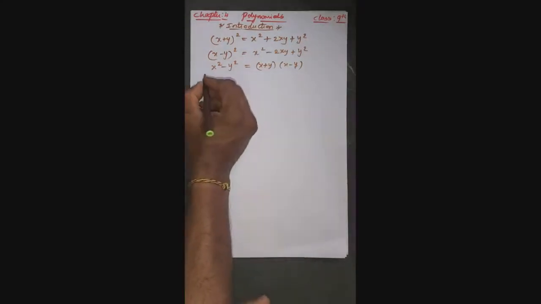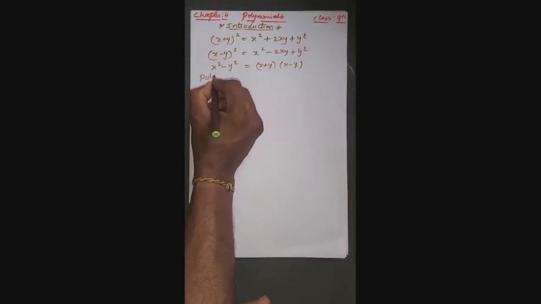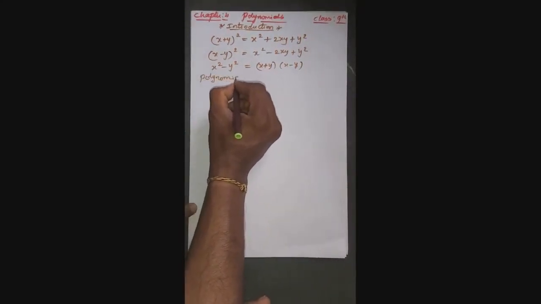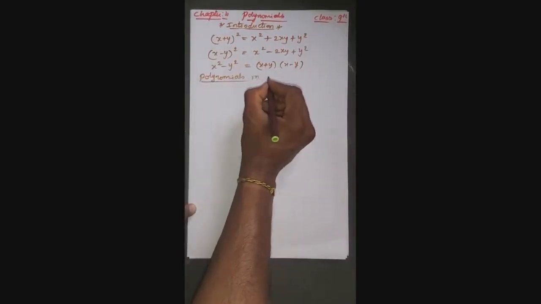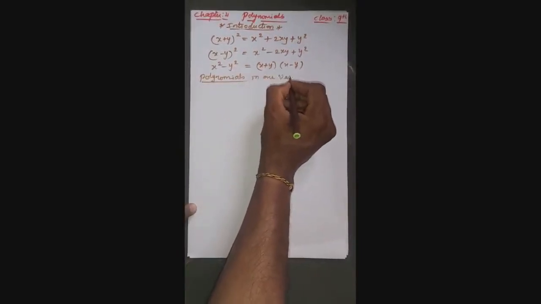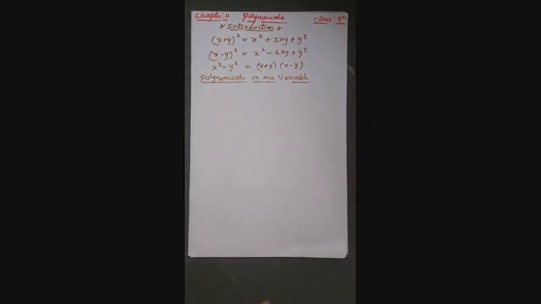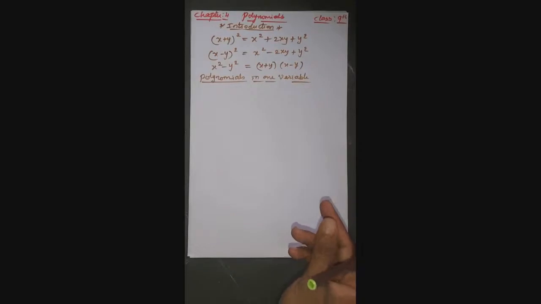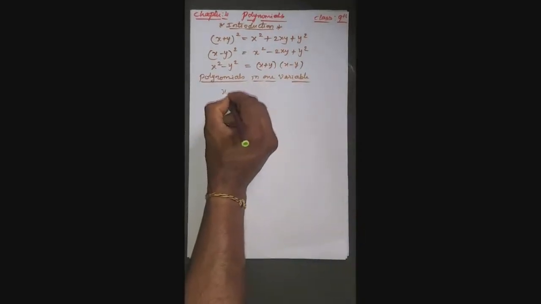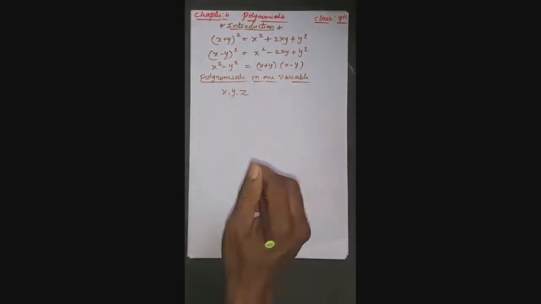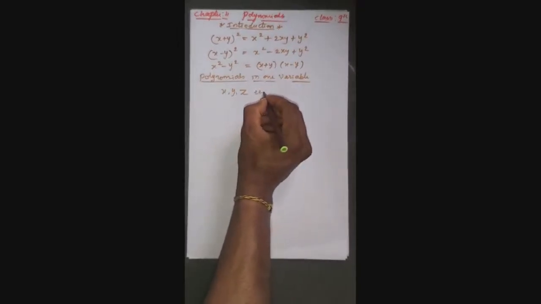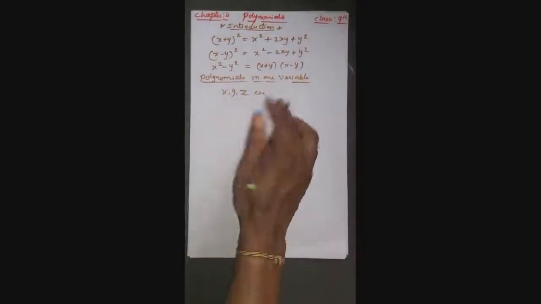Polynomials in one variable. See, let us begin by recalling that a variable is denoted by a symbol that can take any real value. We use the letters x, y, z, etc. to denote variables.